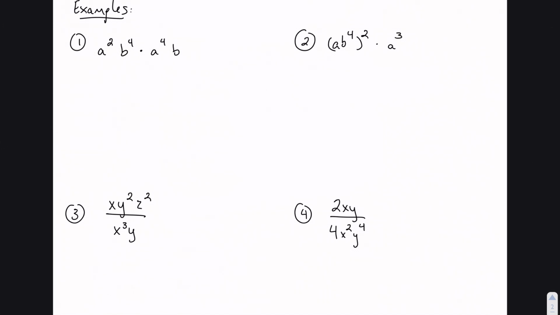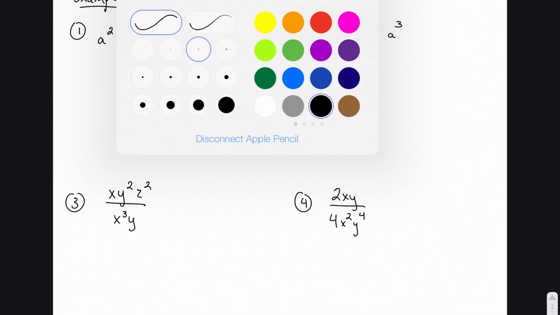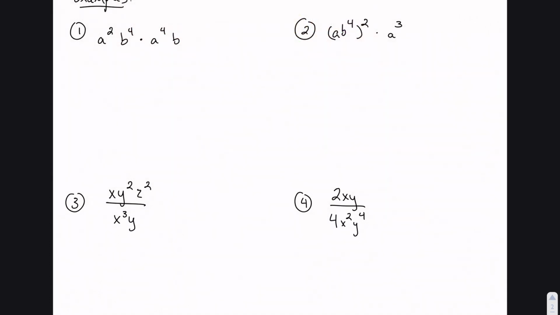So some examples. If you want to try any of these, you can pause the video now and work on them. But I'm just going to go ahead and go right through them. So take the time now to pause if you'd like, and then we'll get started too.